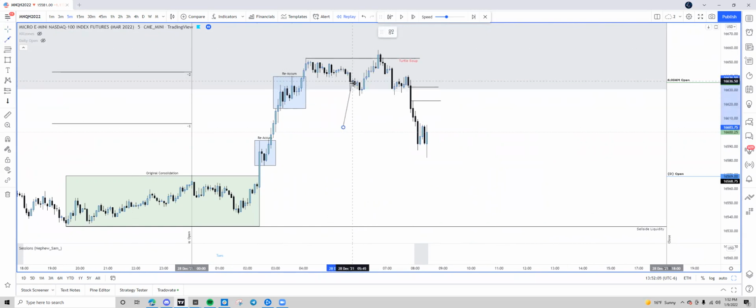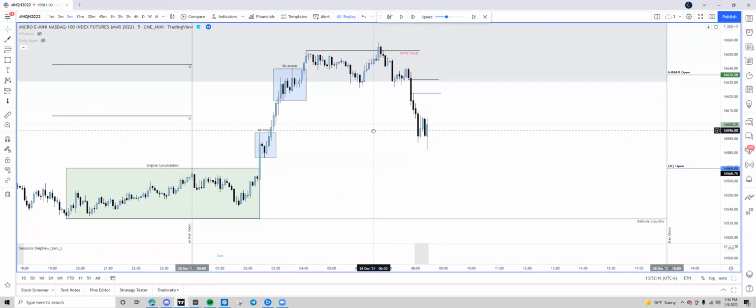Because these last down close candles were the last up, down, and then we returned into this fair value gap. We ended up breaking down.